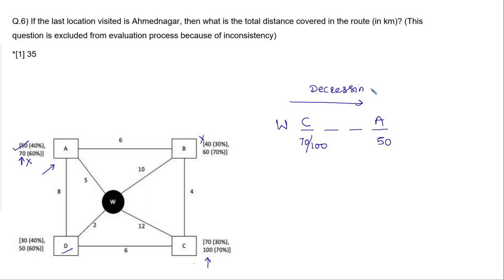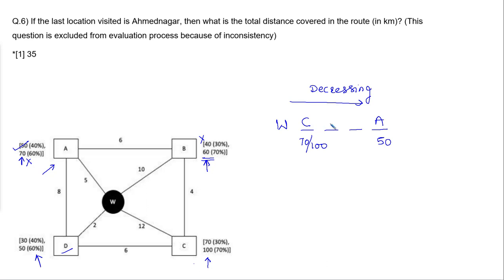As demand at station A is 50, the demand before station A cannot be less than 50. It has to be more than or equal to 50. So demand at station B cannot be 40, it has to be 60. Now you can see that the demand at station B is anyhow greater than demand at station D, because demand at station D is going to be either 30 or 50, both are less than 60.